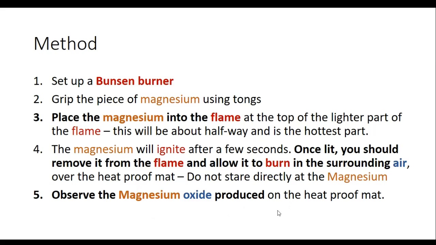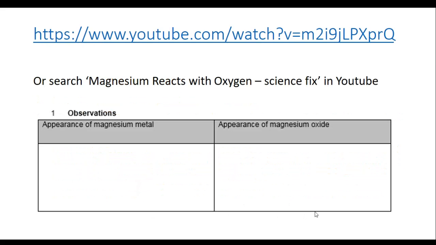So what I want you to do is watch the video in terms of the reaction, and what you need to do is you need to be noting down your observations in this table. So the appearance of magnesium metal, and then compare that with the appearance of magnesium oxide. Make sure that you pause this video before you go and watch this one, and then you can come back.